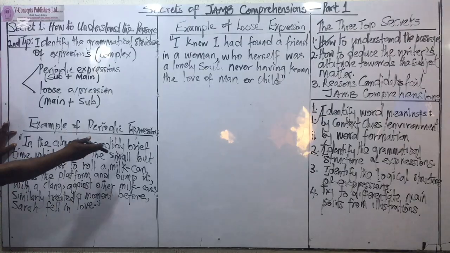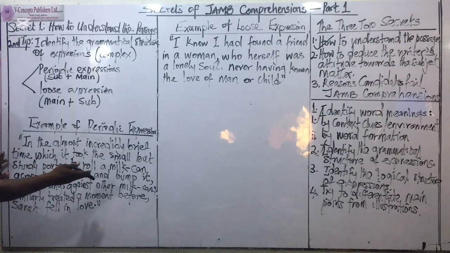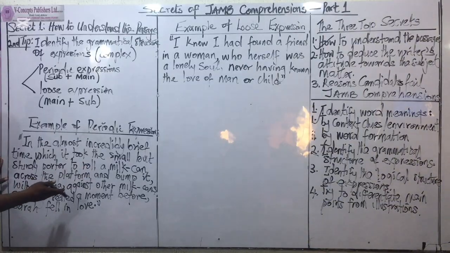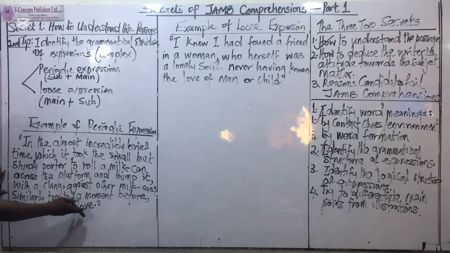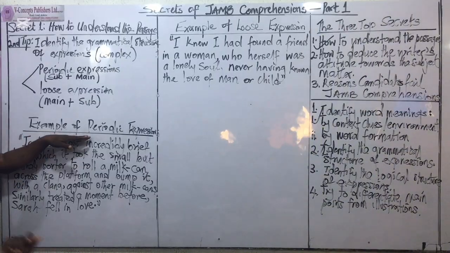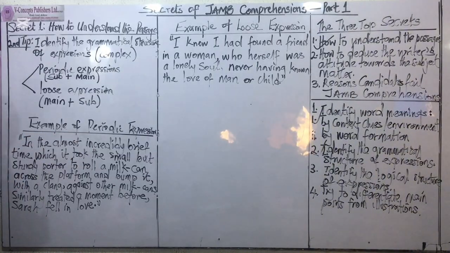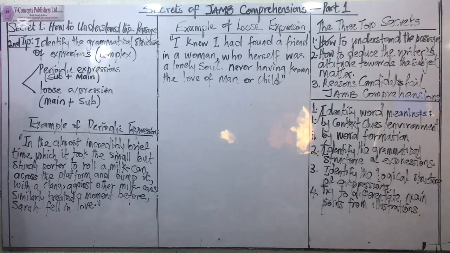In the almost incredibly brief time which it took the small but sturdy porter to roll a milk can across the platform and bump it with a clank against other milk cans, similarly treated a moment before, Sarah fell in love. This is an example of a periodic sentence. Why? Because the main idea is at the end of the expression. What are they trying to tell us here?